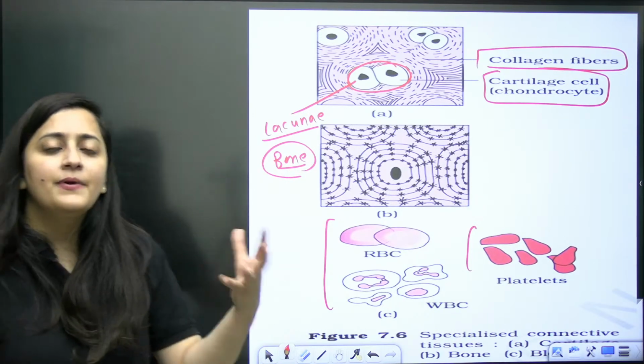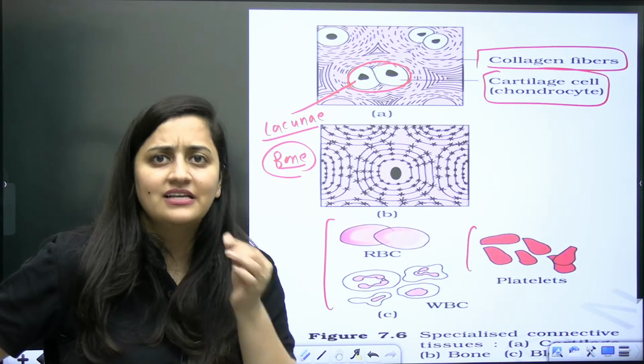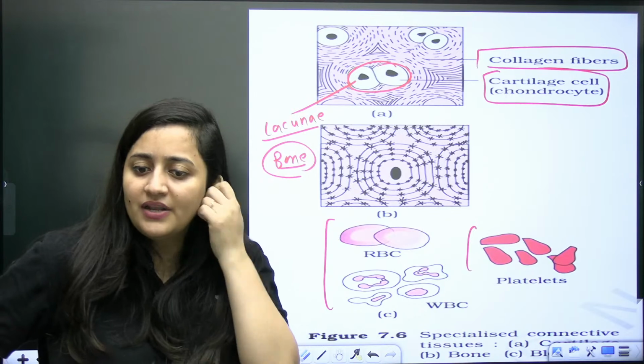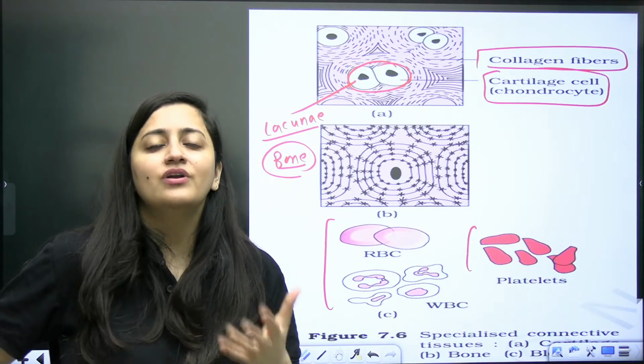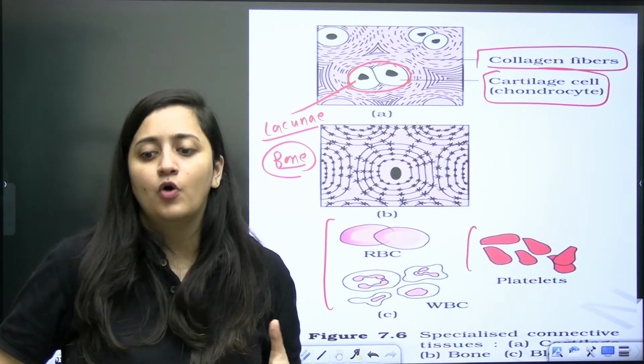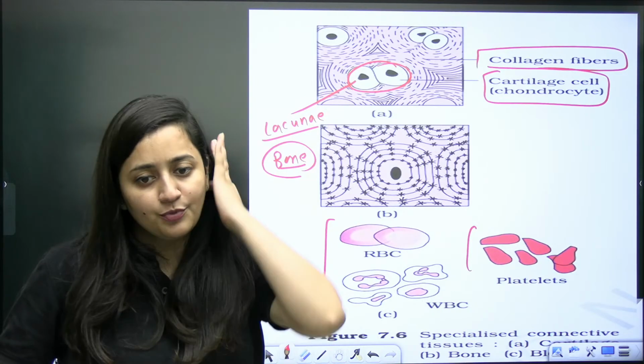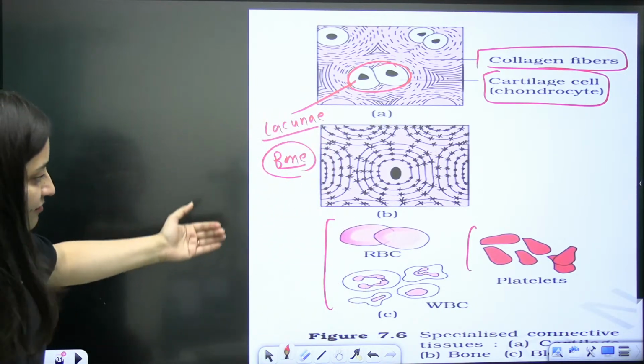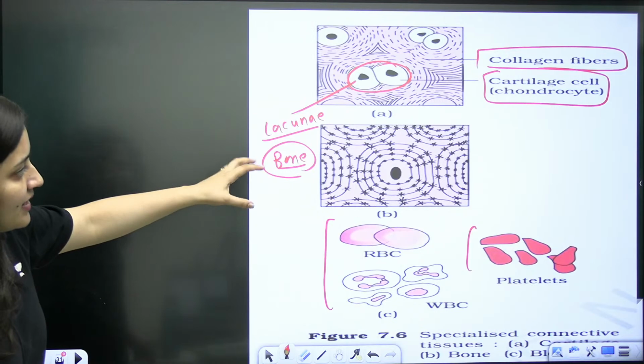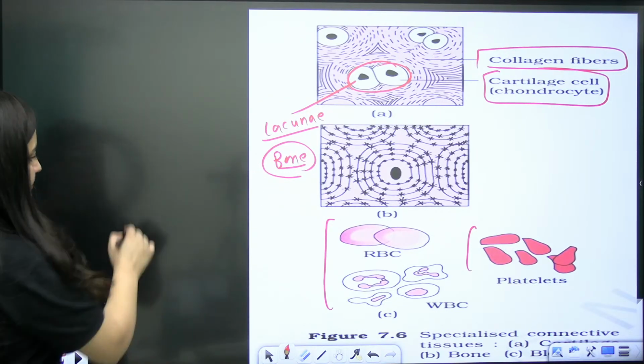When you compare cartilage and bone, cartilage is flexible, like the tip of the nose and pinna, but bones do not have flexibility. They provide our body a framework. What are they going to provide? They are going to provide the framework.